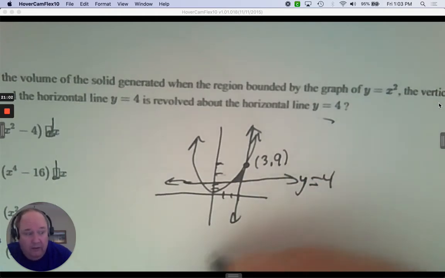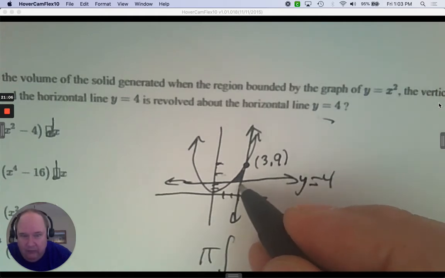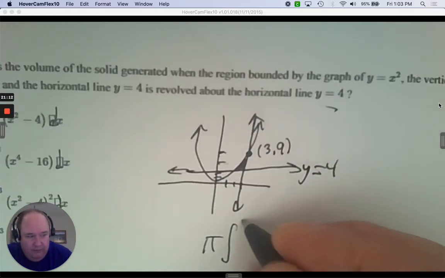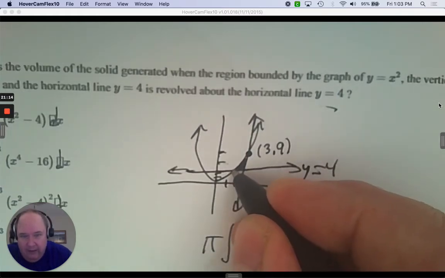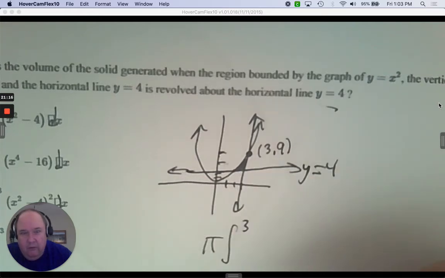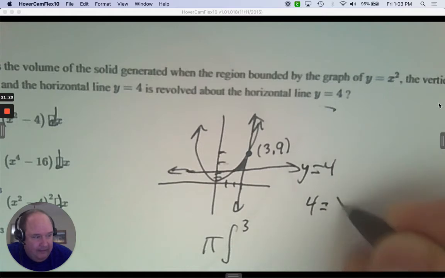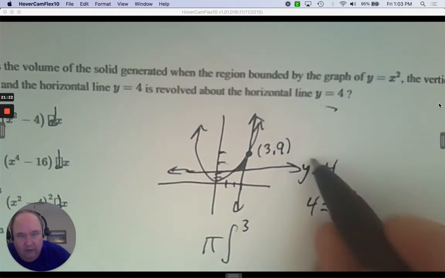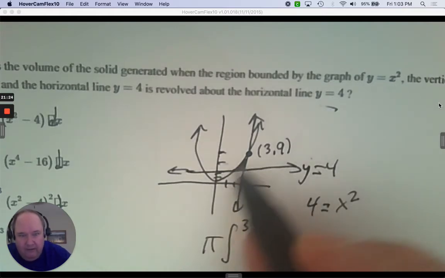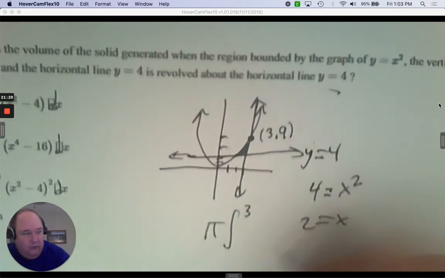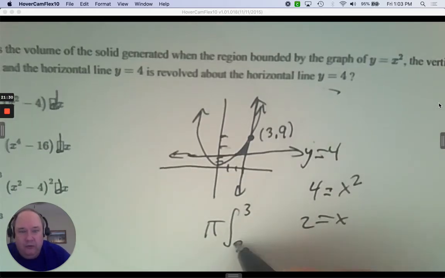So there's only one radius. If there's only one radius, what are the bounds to begin with? We have one bound at 3. That's the upper bound. What's the lower bound right here where it hits? If I let 4 equal x squared, where does that 4 hit the parabola? Solve it, and you can see it's when x equals 2. So from 2 to 3.